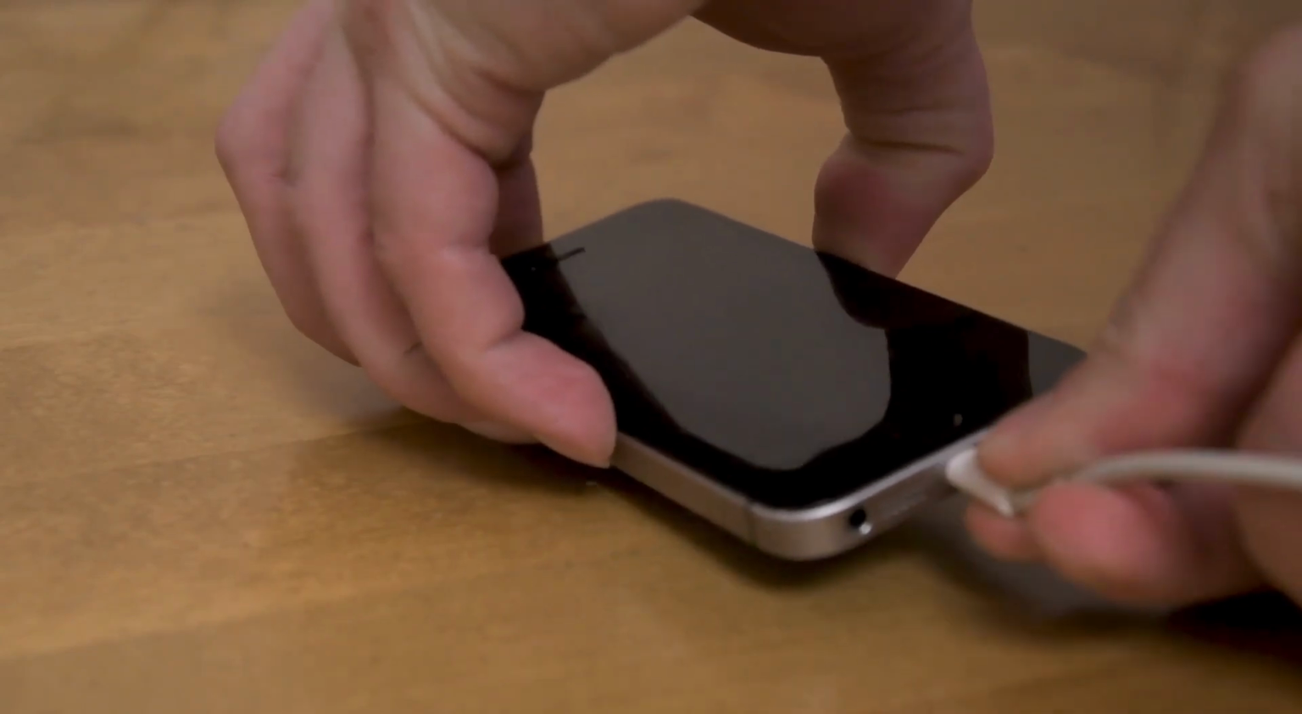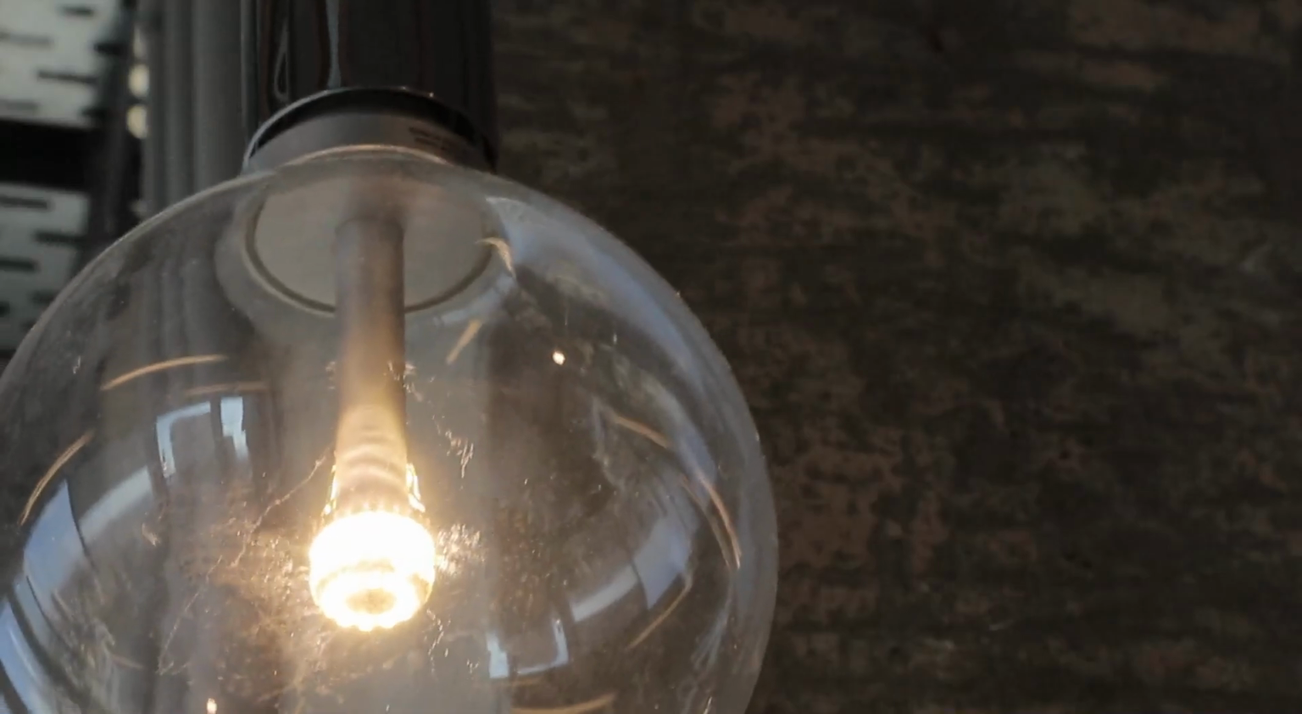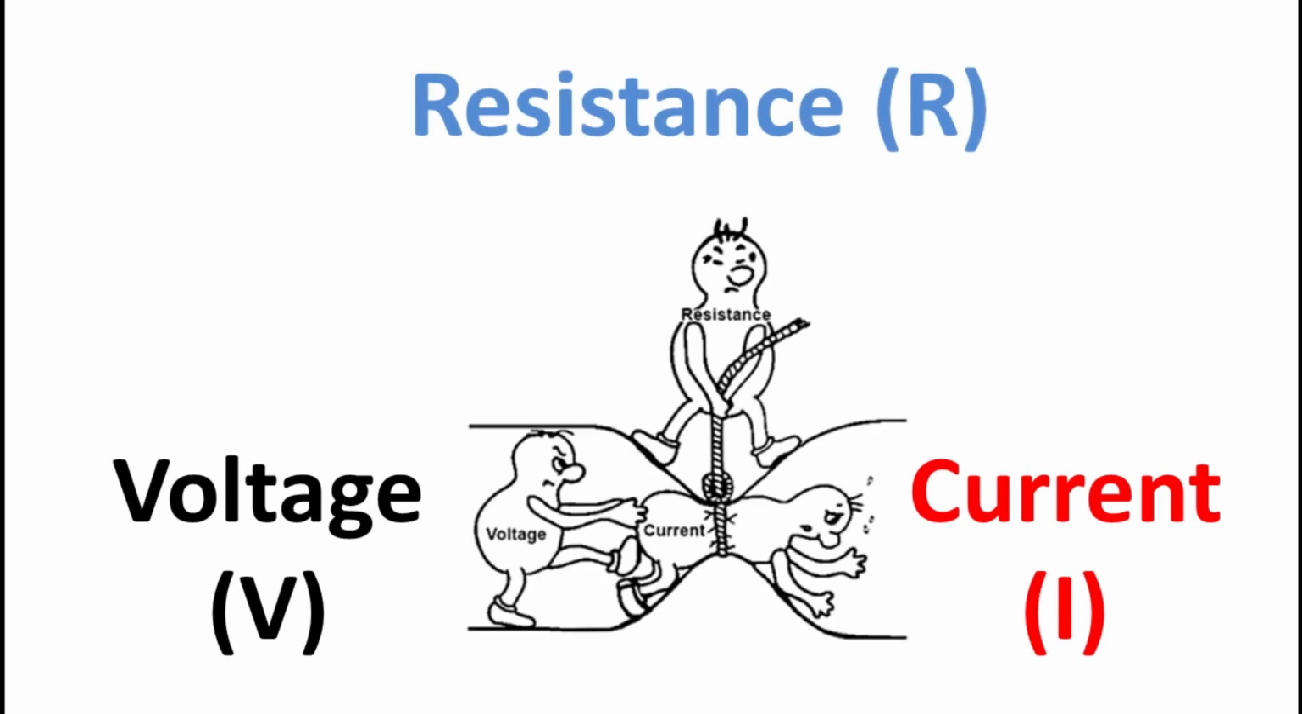Do you know what makes your phone charge, your lights shine, and your gadget work? It all comes down to three simple concepts: voltage, current, and resistance. Let's break down these fundamental building blocks of electricity in a way that anyone can understand.